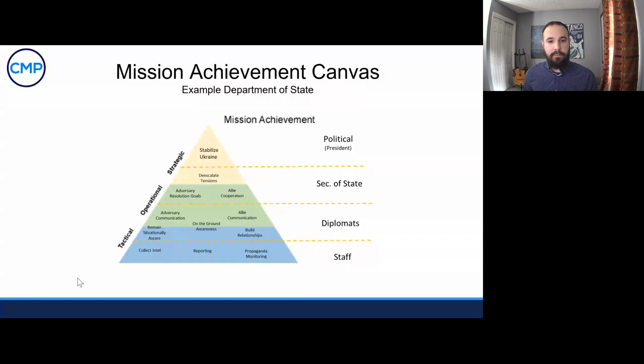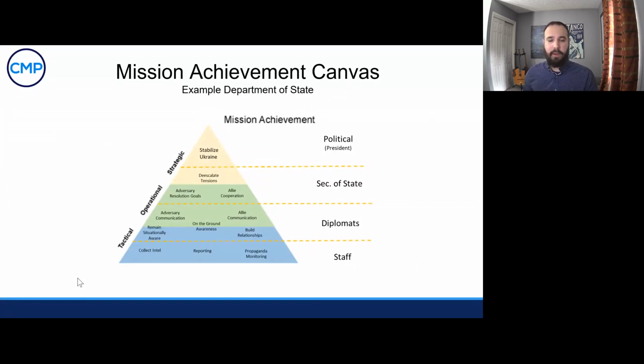So what I want you to take away from this is that no one person is more or less important. Everyone has their unique and individual tasks that all file up towards the top of the mission, and again, in this case, that is stabilizing Ukraine. So please remember, no one individual is more or less important. Everybody is bringing their unique skill sets and their own unique tasks towards facilitating a positive outcome for that broader mission.